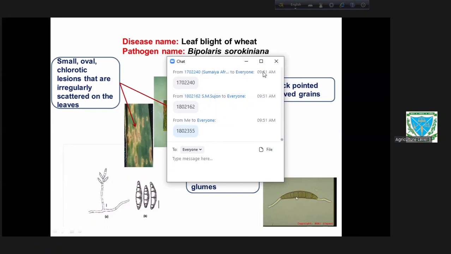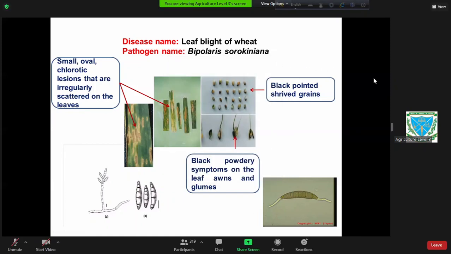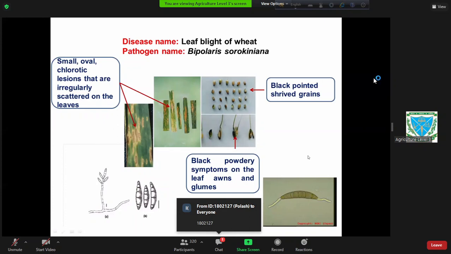And the reason the pathogen is called Bipolaris is because the conidium of this pathogen germinates from both poles, from both sides. Can you see at the right bottom corner this conidia? You see the germination starts from this end and from this end. So the conidia can germinate from both poles. That's why it's called Bipolaris.